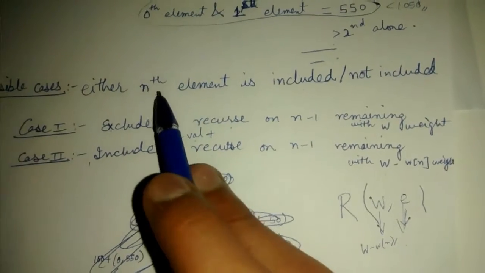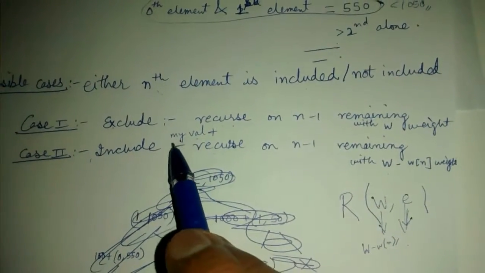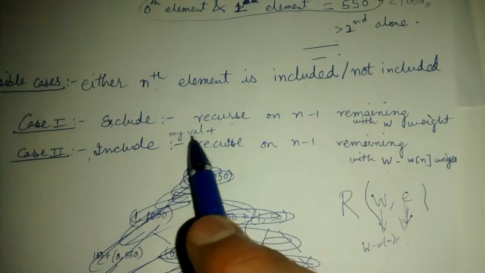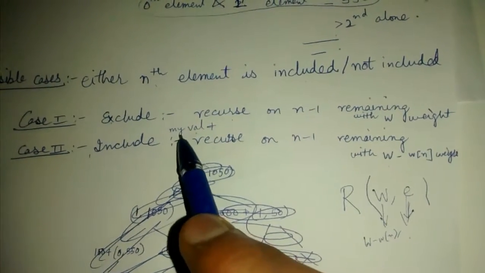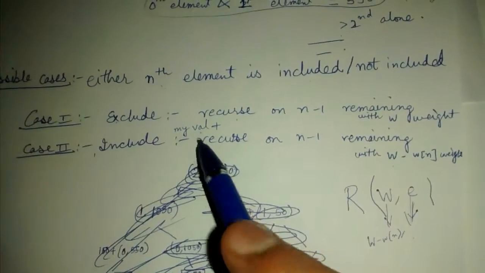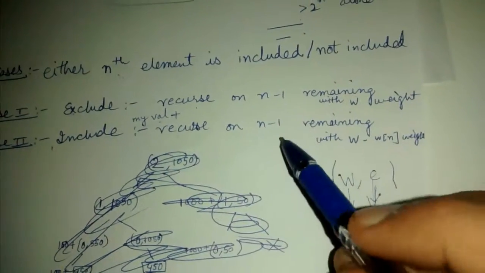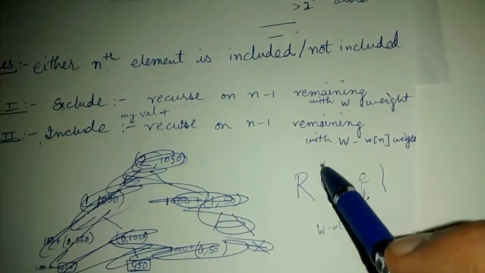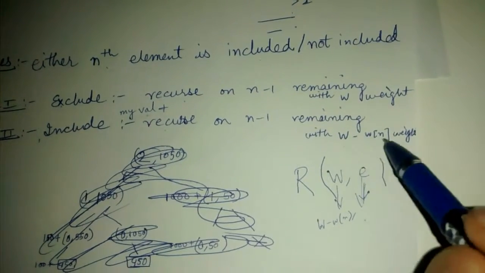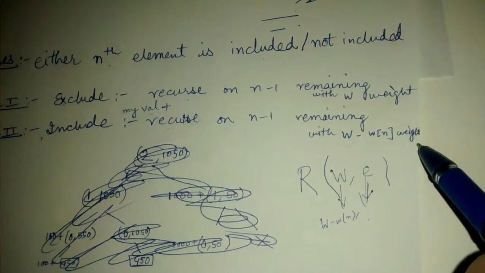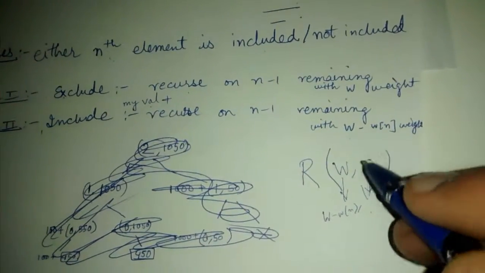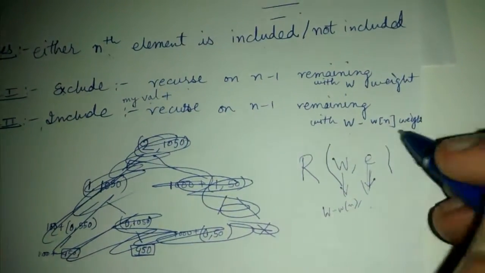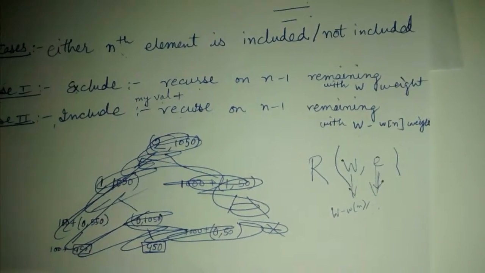If I am the nth element and I am included, then I have added my value to the bag, and I can now recurse on the n minus 1 remaining elements with W minus Wn, because weight capacity is used up in the bag as I am included, so this much capacity is still remaining. Hope this has made things clear.